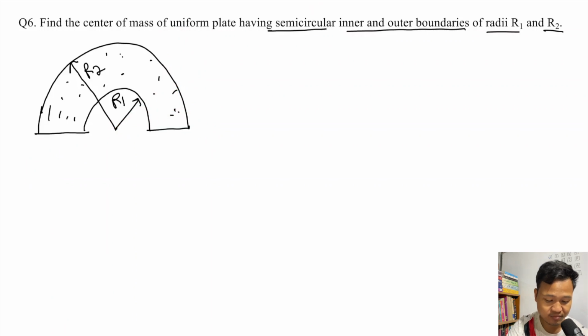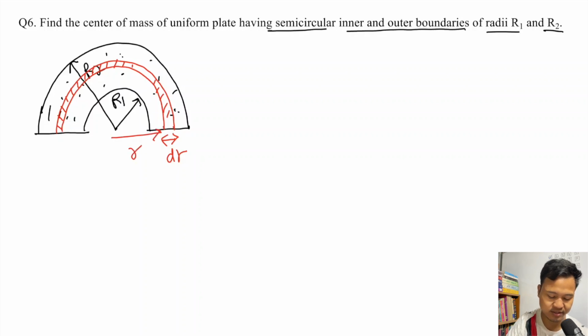So now let's take a ring here, a semicircular ring, okay, like this. The center of mass of a semicircular ring is 2r by pi. So here I'm going to take a segment like this. So this segment width is, let's say, dr, small dr, at a distance of r, radius r from the center. So this is r, okay, so width is dr.